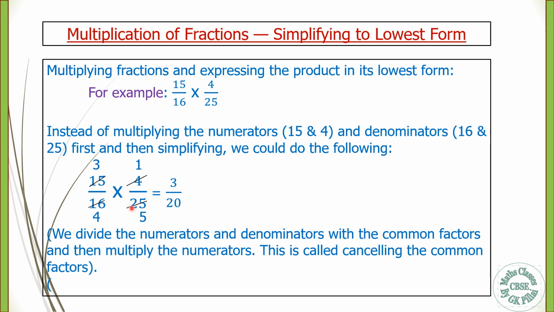15 and 25, they have got a common factor of 5. When you cancel 15 by 5 or divide 15 by 5, you will get 3. 25 when you divide by 5, you will get 5. So you can cancel these two. We use the word cancelling. Cancel these two and get 3 and 5. Now you can multiply the numerators and denominators to get the final answer. So we divide the numerators and denominators by the common factors and then multiply the numerators and the denominators. This is called cancelling the common factors.